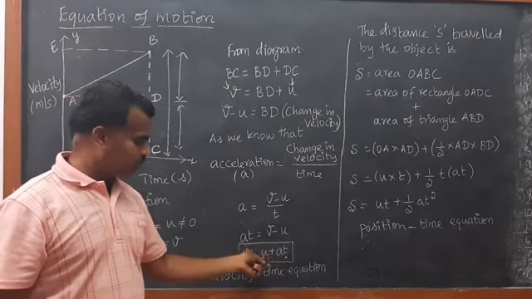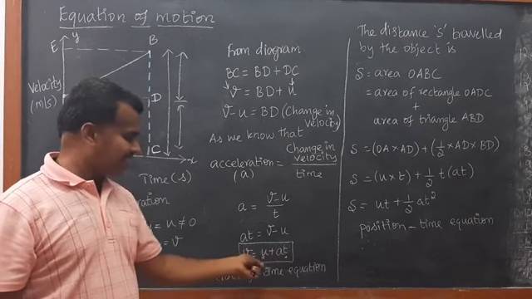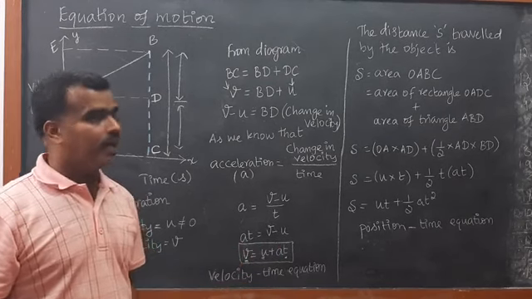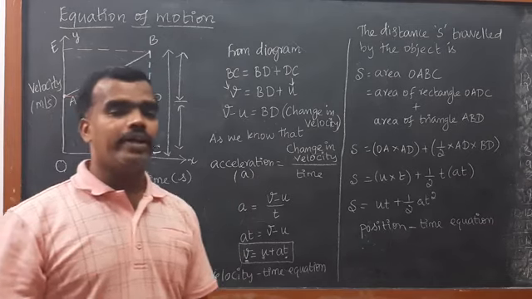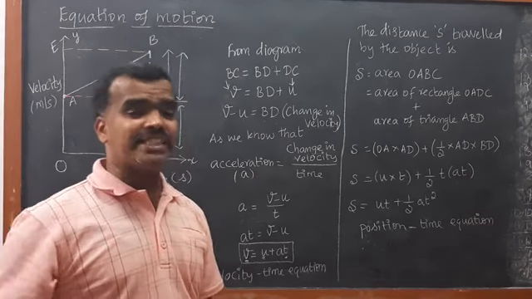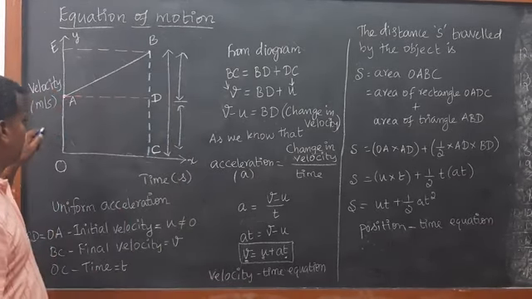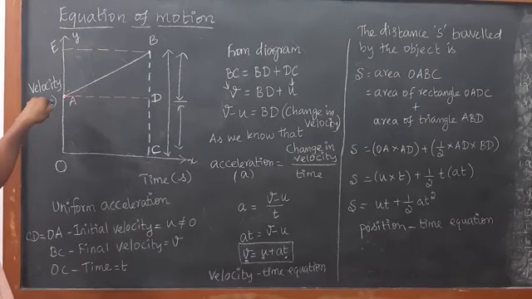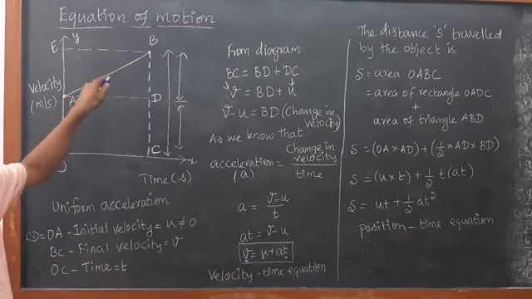That's why we are not mentioned about a. Therefore, the velocity time graph of this one. And moving on to the next one, we are going to measure the distance covered. So initially, it is here, and after some time, it reaches here.